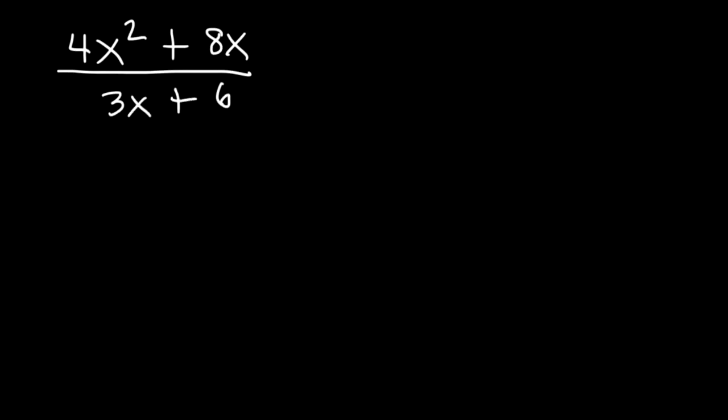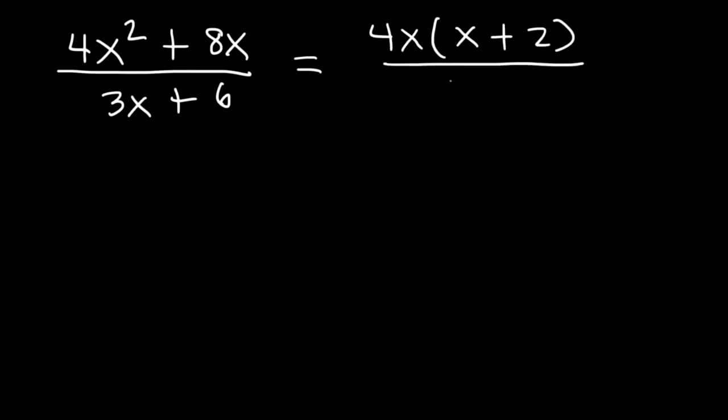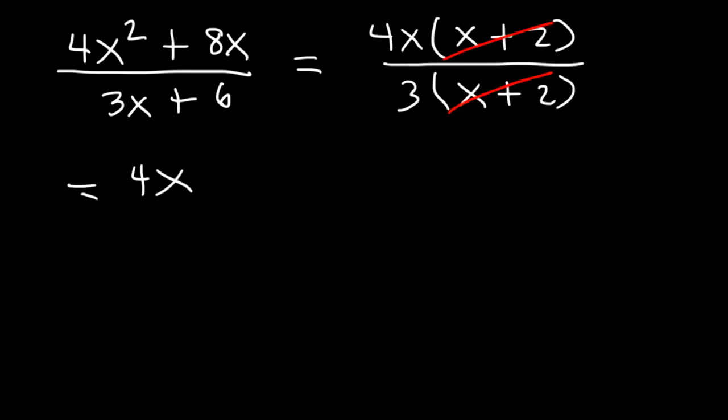What about this example? 4x squared plus 8x divided by 3x plus 6. How can we simplify this expression? In this example, we need to factor out the GCF. The greatest common factor of the two terms on top is 4x. 4x squared divided by 4x is x. 8x divided by 4x is positive 2. Now, on the bottom, we could take out the GCF, which is 3. 3x divided by 3 is x. 6 divided by 3 is 2. Now notice that we can cancel x plus 2. So therefore, the final answer is 4x divided by 3.